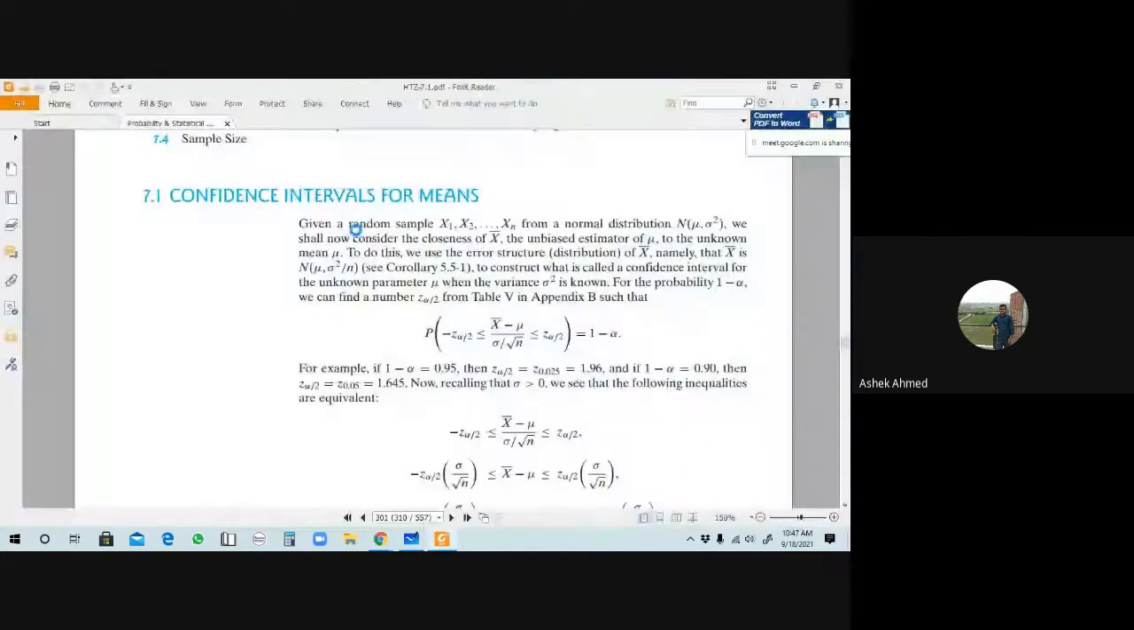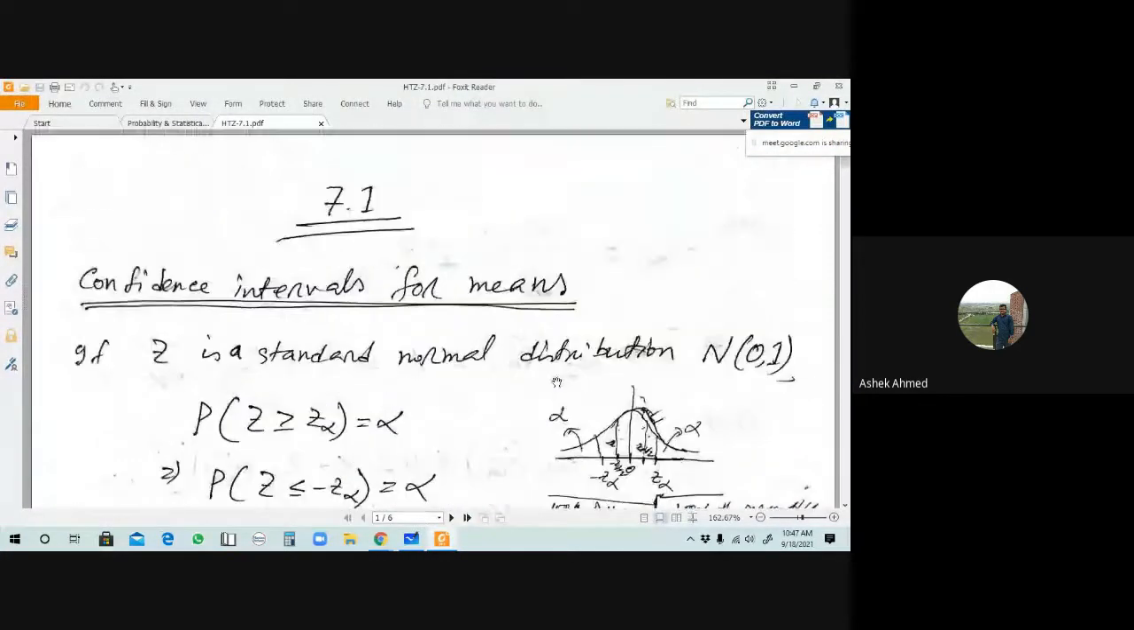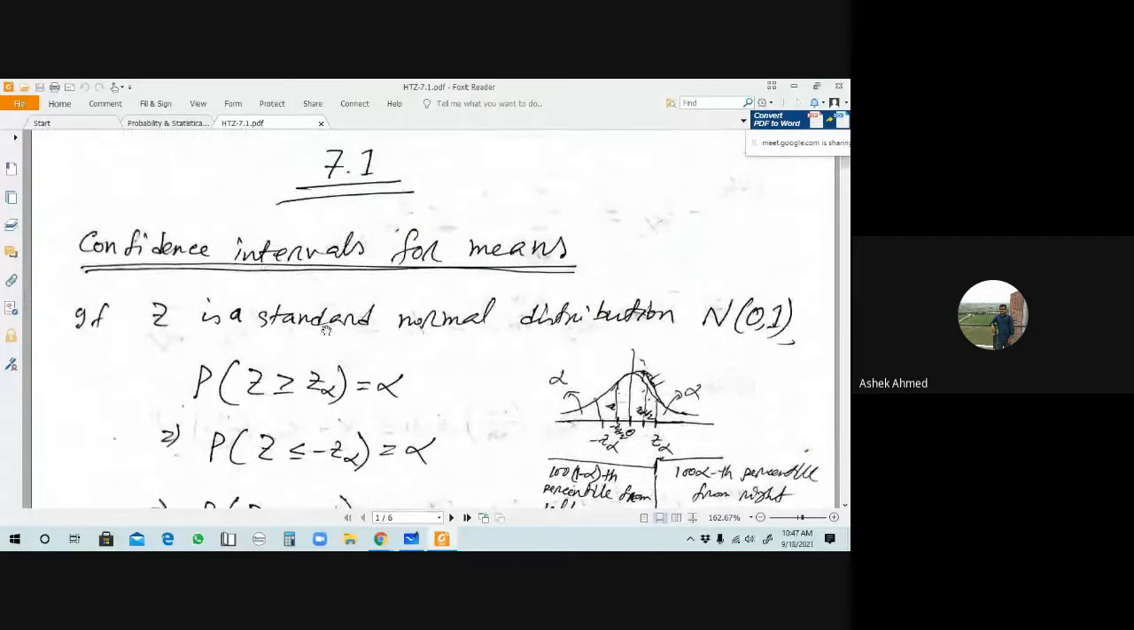Okay, so today we will discuss, we will start the topic: confidence intervals for means.